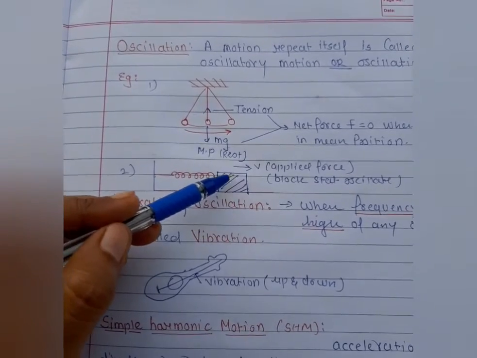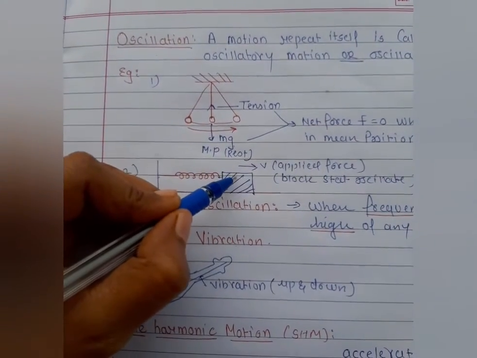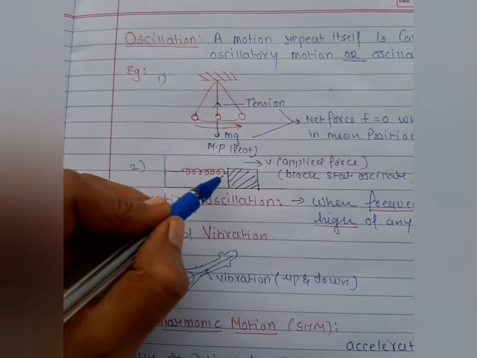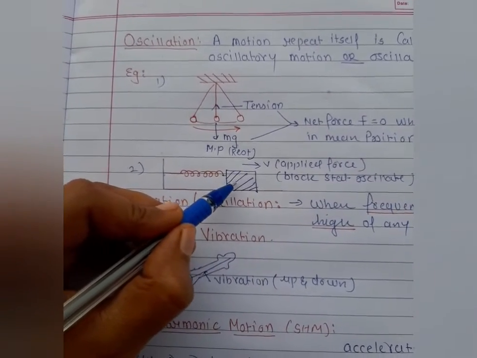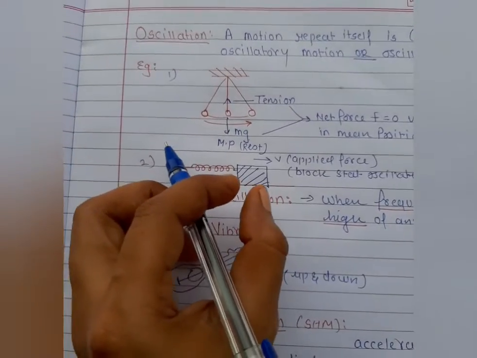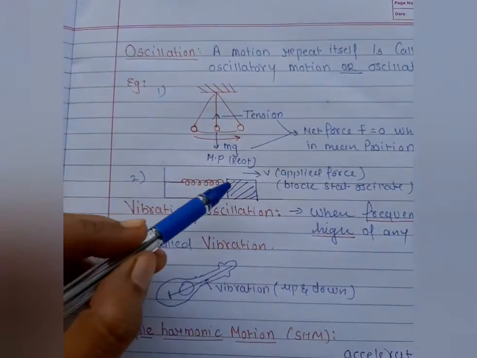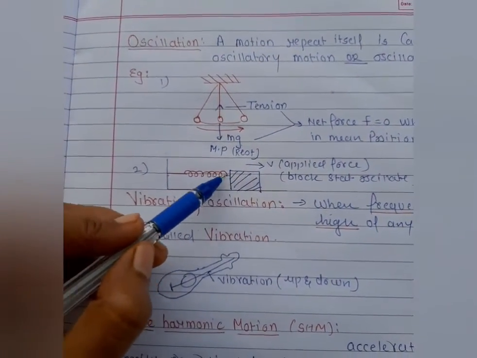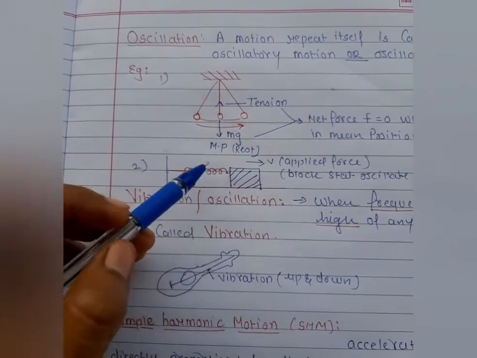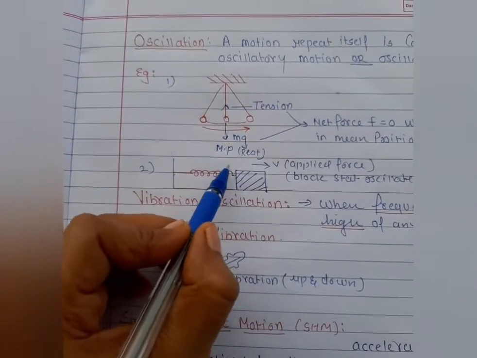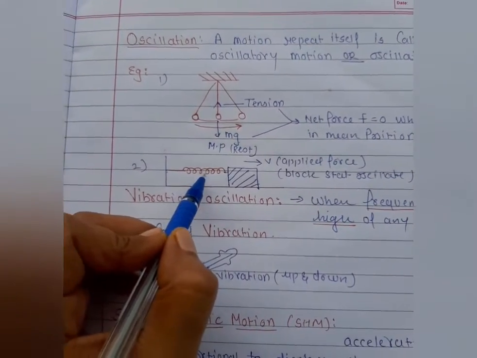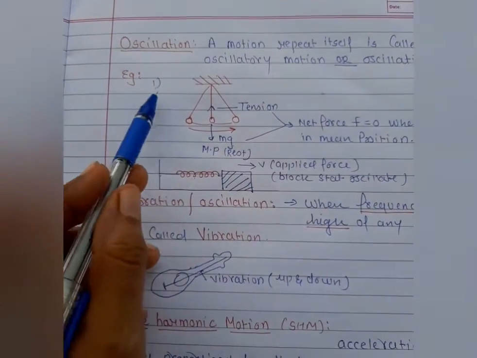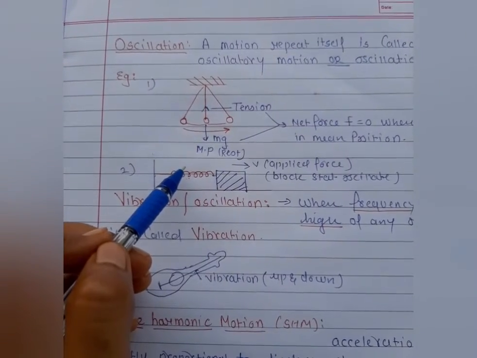When you apply force on this block, because the spring is attached to this block, what happens? When you remove the force, the block shows oscillatory motion. It means the block oscillates here because of this spring. Clear? So this block is also showing oscillation motion.